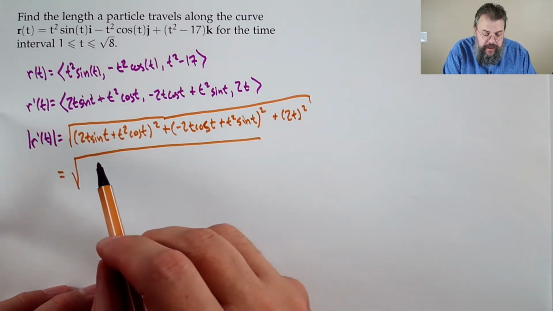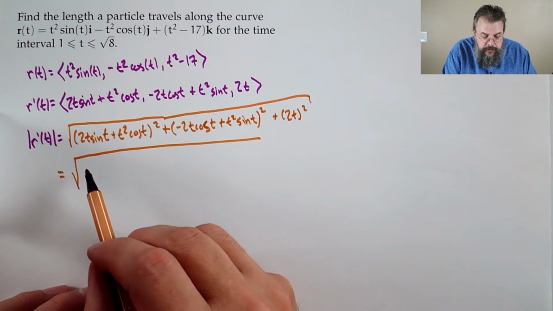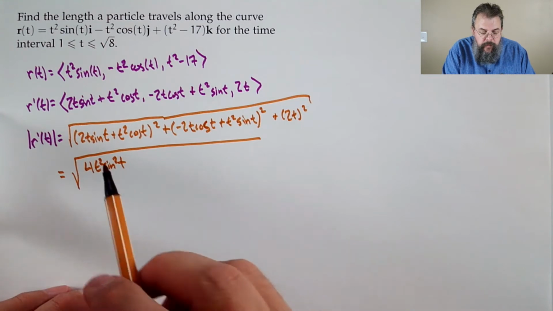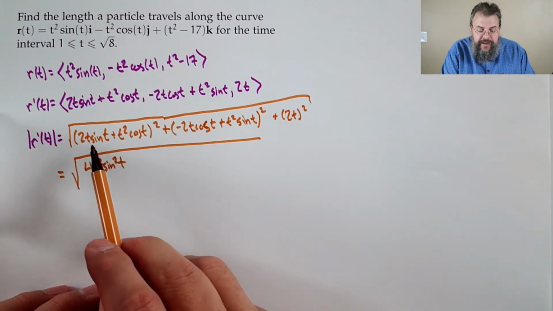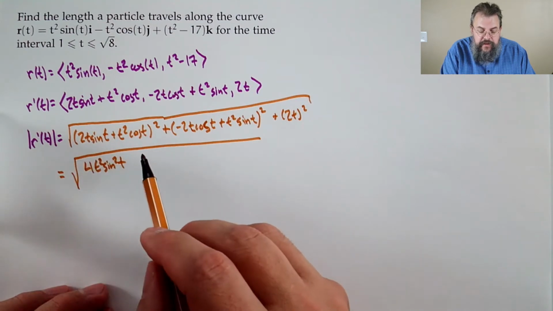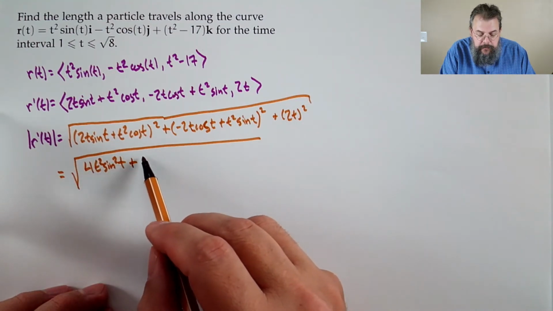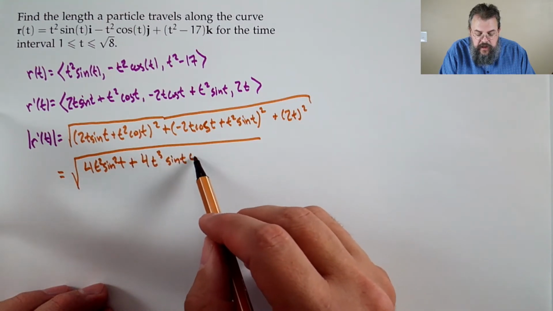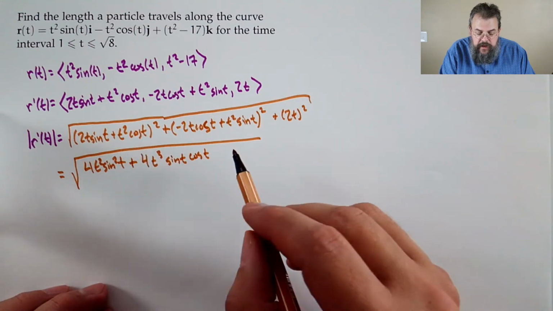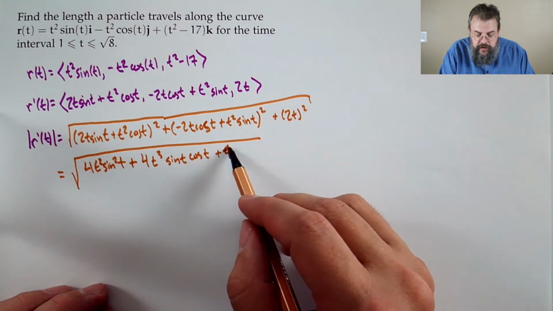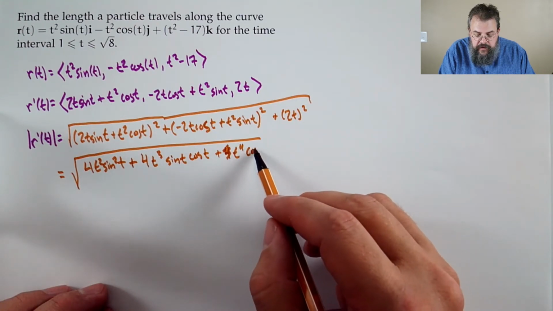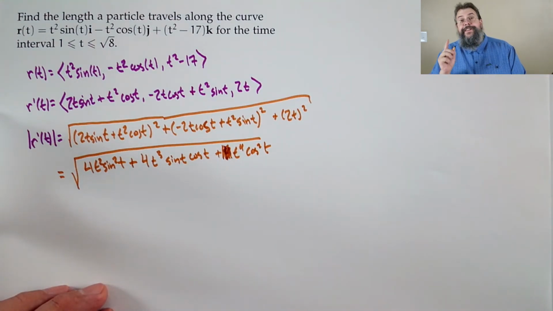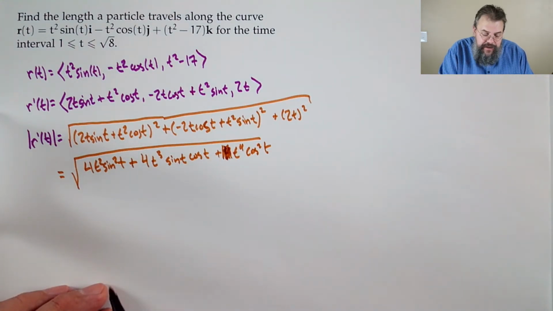When we square this term out, what are we going to have? Well, we're going to get 4t squared sine squared t. Then we have the cross terms. Don't forget that. So a squared, then there's 2ab. So the 2ab will become 4t cubed sine t cosine t. And the last term squared, t to the fourth cosine squared t. Okay, so there we go. That's the first piece squared. Now the second piece squared.